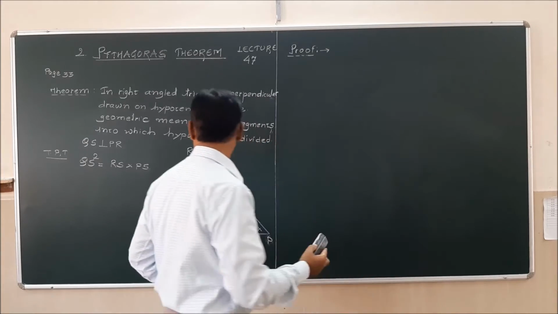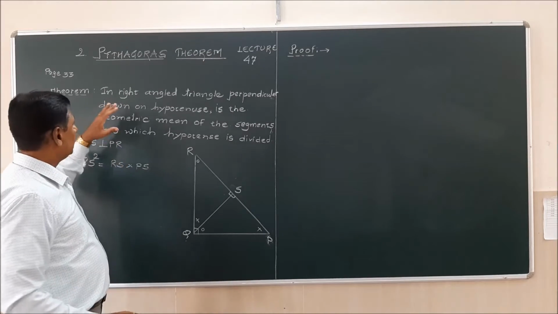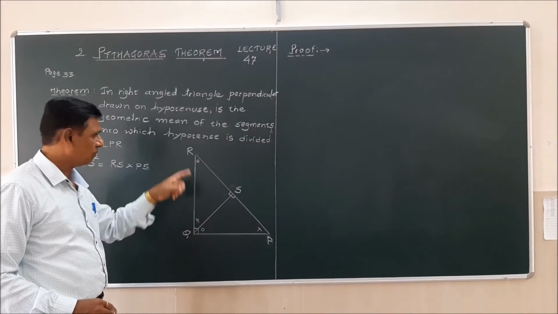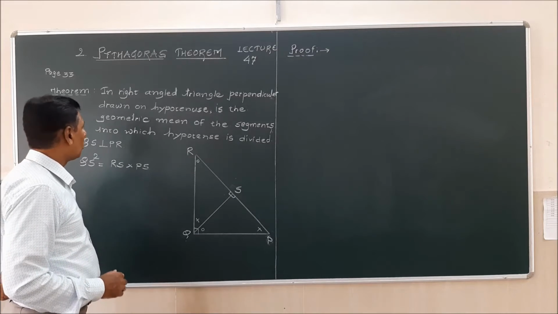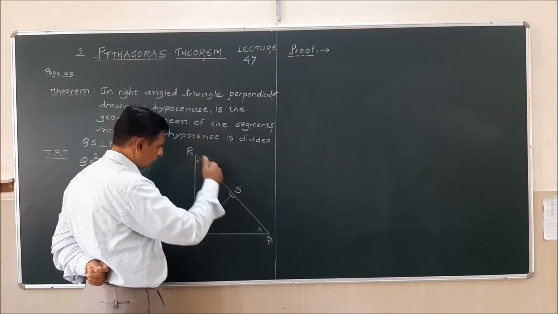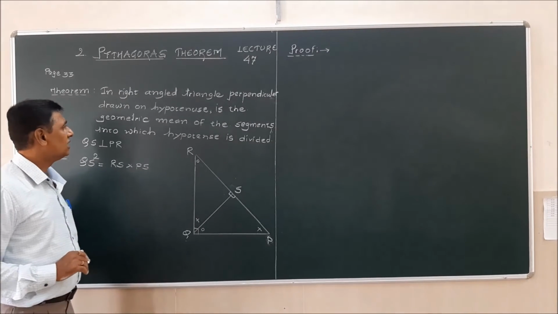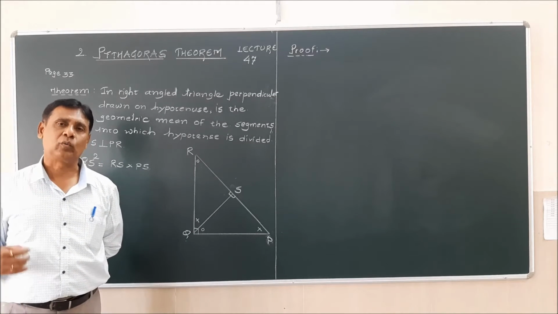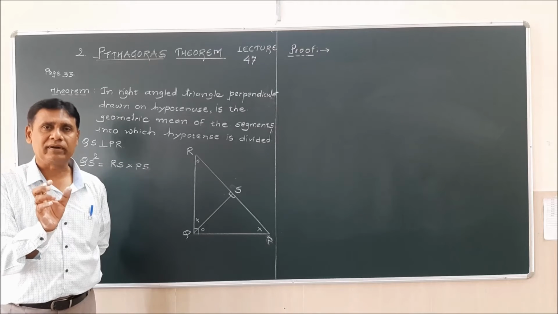Okay, fine. Please try to understand. Statement first. In a right angle triangle, now you find triangle PQR is a right angle triangle. Perpendicular is drawn on hypotenuse. So QS is a perpendicular which is drawn on hypotenuse PR. Then is the geometric mean. You all have studied in algebra what is the meaning of geometric mean.